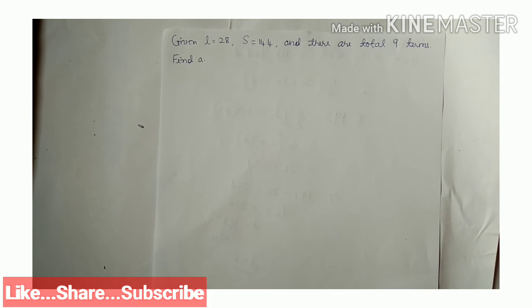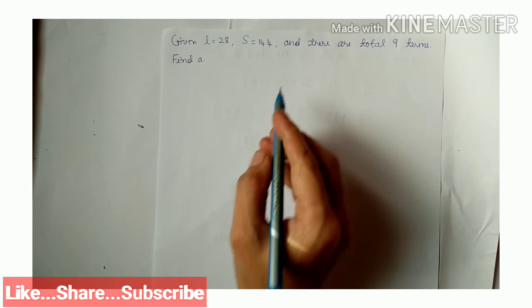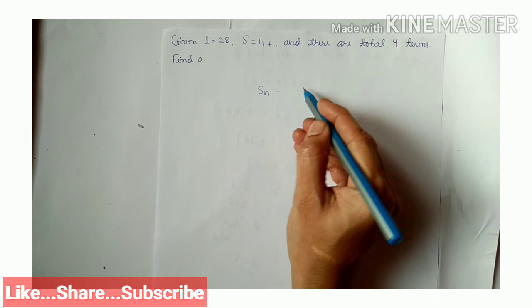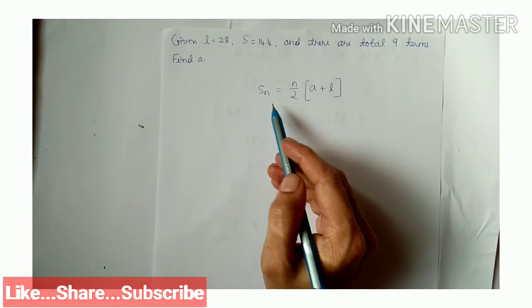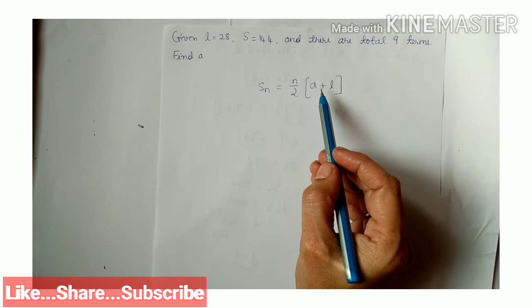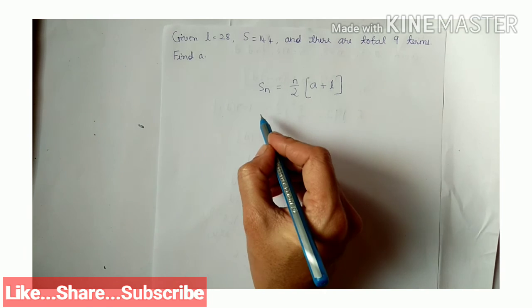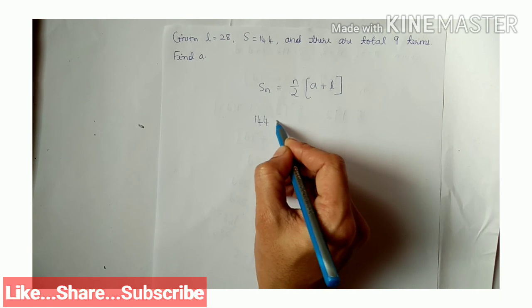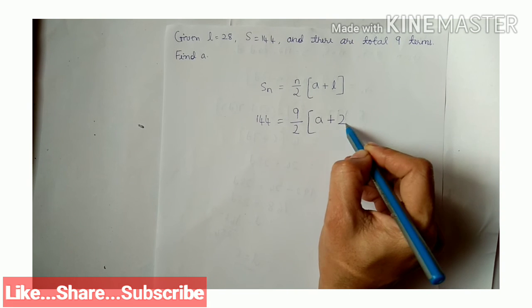Next example, given l is equal to 28, S is equal to 144 and there are a total of 9 terms. Find a, the first term. Here we know the last term. Therefore, the sum of first n terms Sn is equal to n by 2 into (a plus l). Here we know Sn, n, and l. We can find the first term using this formula. Sn is equal to 144, n is total 9 terms, 9 by 2 into (a plus l, 28).